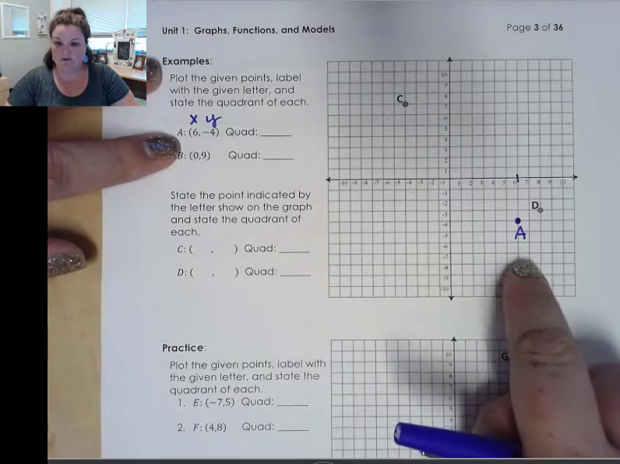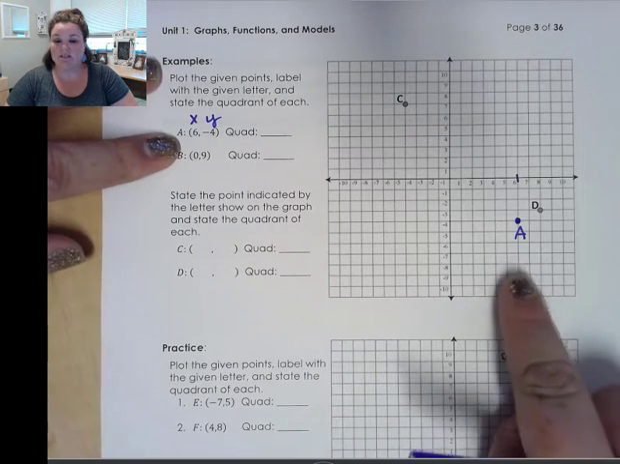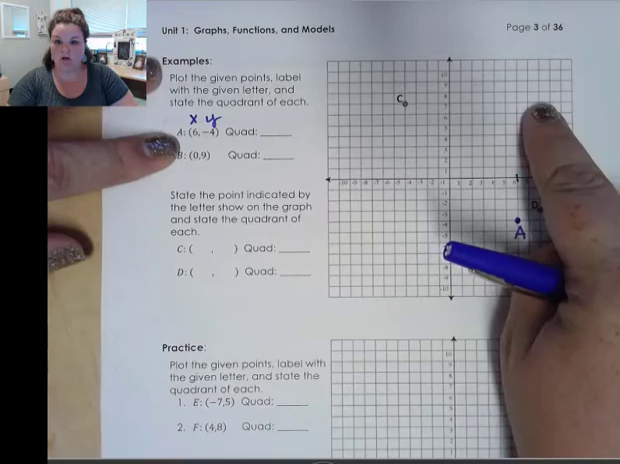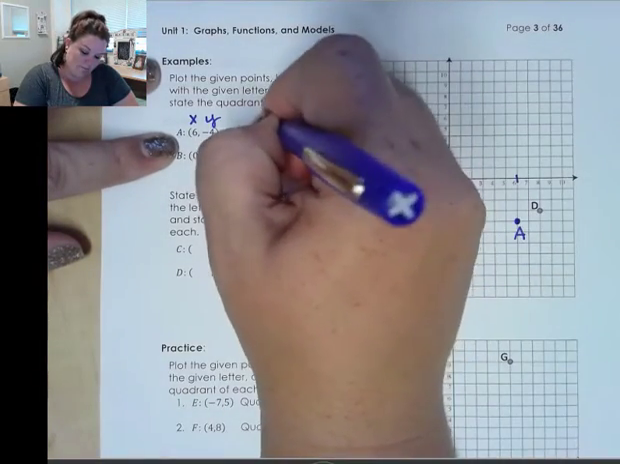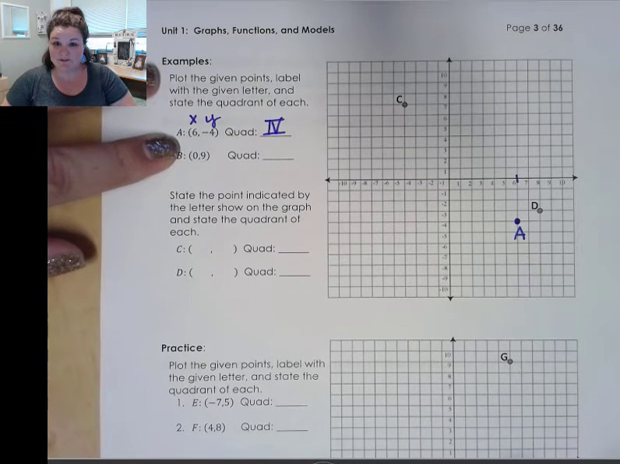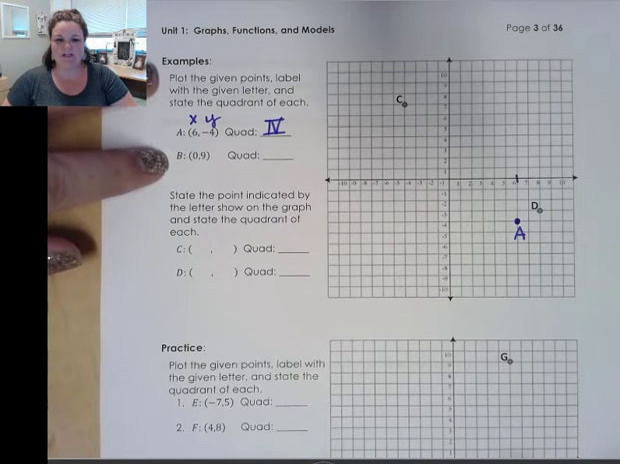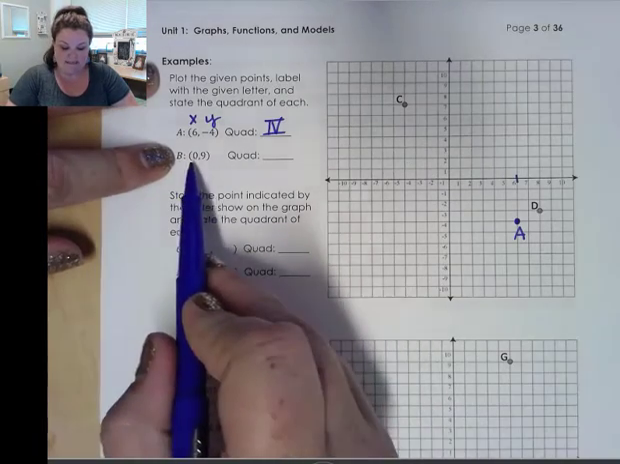And notice that falls in this quadrant down here. Remember, this is the 4th quadrant because we start here with 1, 1, 2, 3, 4. So this is in quadrant 4. Make sure you write it with a Roman numeral to represent the quadrant. And then we're going to do the same thing for B. So B wants us to plot 0, 9.